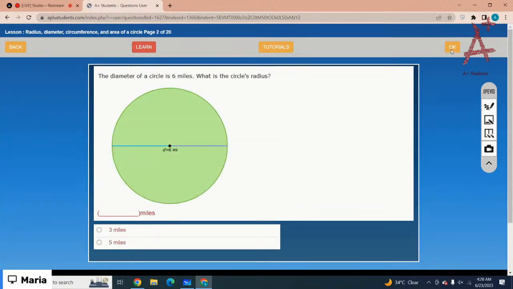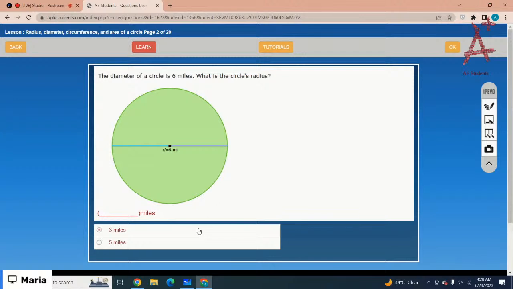Okay, the next one is the diameter of the circle is 6. What is the circle's radius? So how do you find the radius of the circle? I just explained. You are given the diameter is 6 and radius is half of the diameter. You have to divide diameter by 2. So it would be 3 miles.